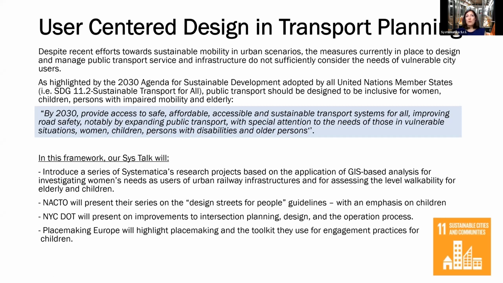In this framework, our SysTalk will introduce a series of Systematica research projects based on the application of GIS-based analysis for investigating women's needs as users of the urban railway infrastructure, and for assessing the level of walkability for elderly and children. NACDO will present their series of Design Streets for People guidelines with an emphasis on children. The NYC DOT will present on improvements to intersection planning, design, and the operation process. And last, Placemaking Europe will highlight placemaking and the toolkit they use for engagement practices for children.